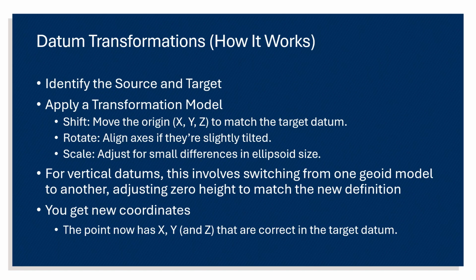How does this all work? Well, we identify the source and the target, and we apply a transformation model. And that can be something like shift, where we move the origin of X, Y, Z to match the target, or rotate, where we align the axes if they're off a little bit or slightly tilted, or scale, where we change the size, maybe a little bit, of the ellipsoid. For vertical datums, this involves switching from one geoid model to another, adjusting the zero height to match the new definition. You'll get new coordinates, and the point now has an X, Y, and Z that are in the correct targeted datum.